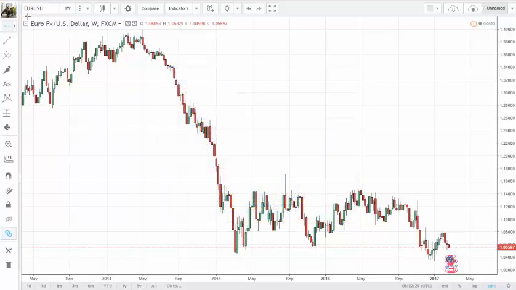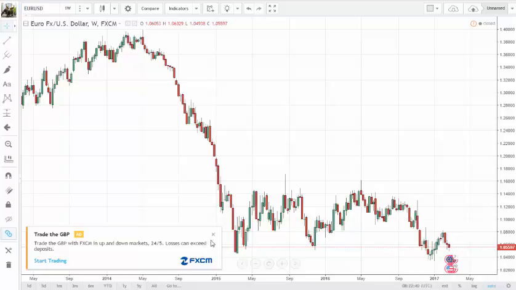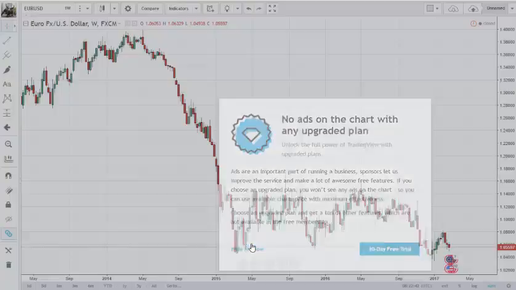I want to start off with the Euro-US dollar because my friend Nazir asked me to analyze this one for this week's trading opportunities. This is the weekly chart. As you know, I always start on the bigger time frame.